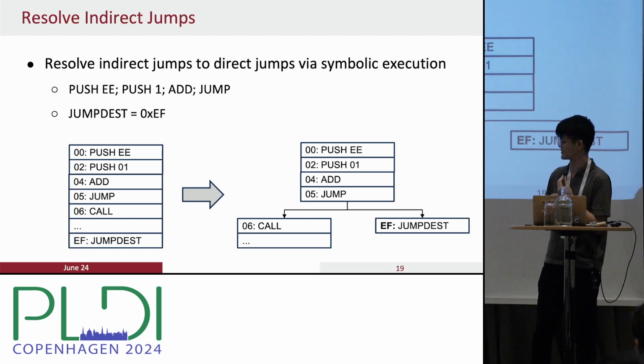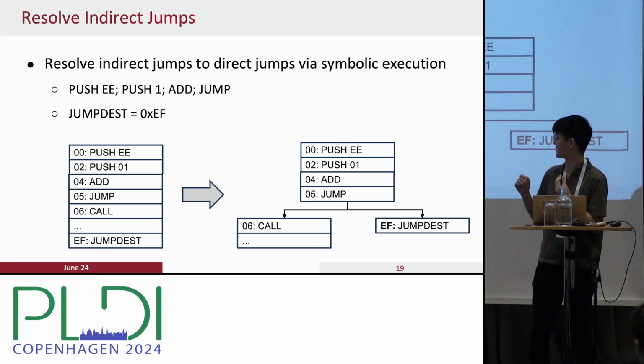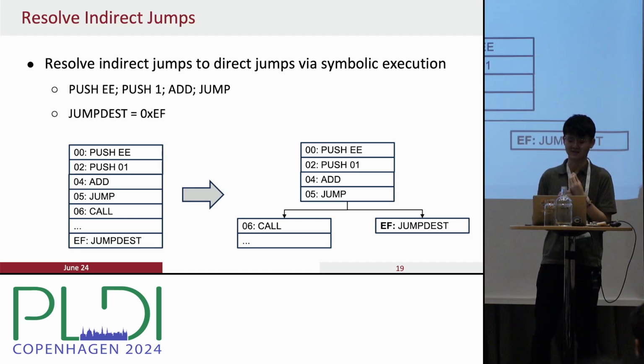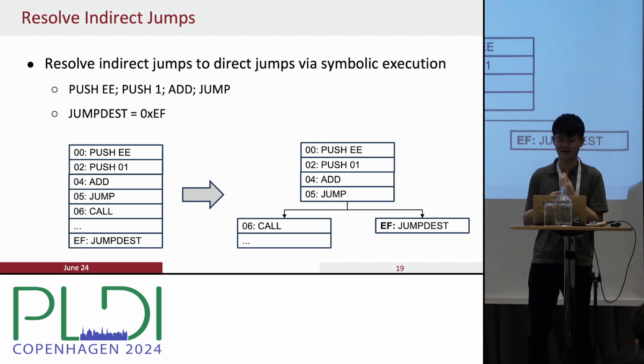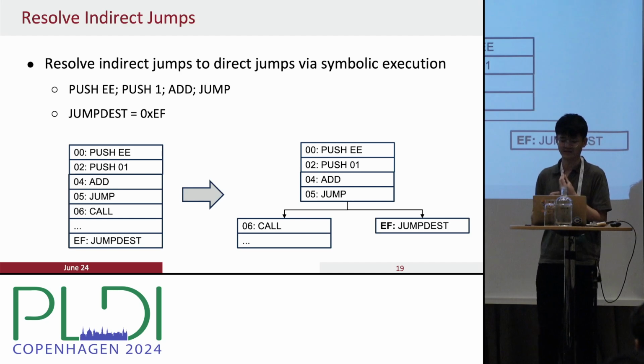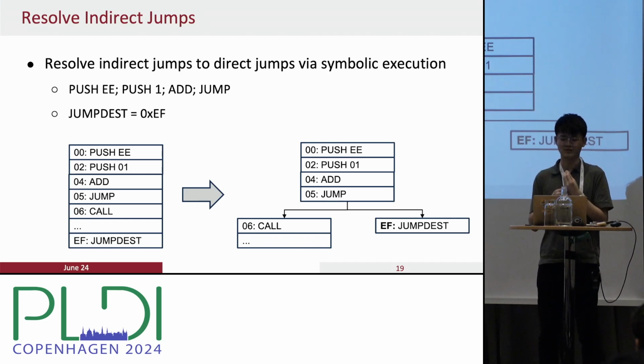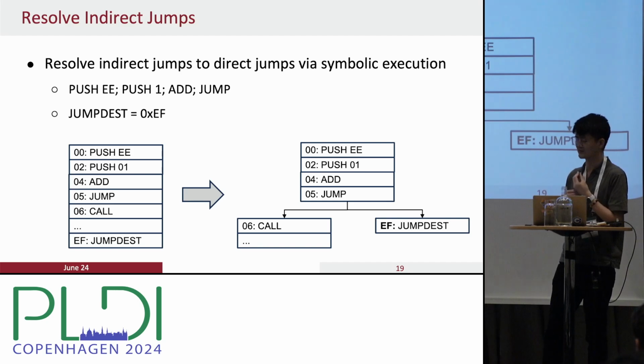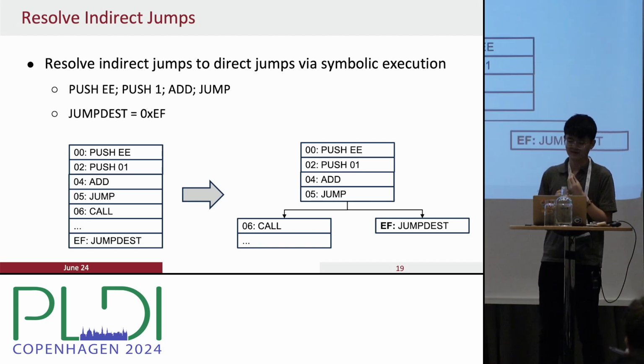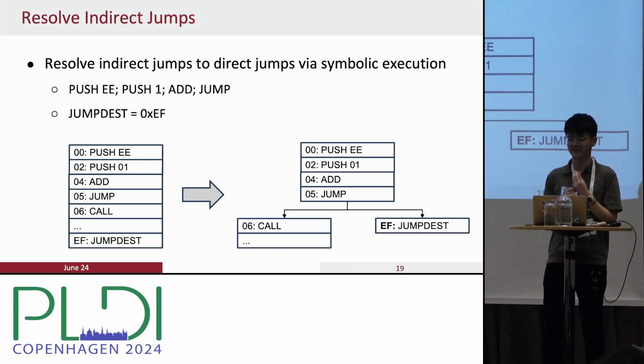Here's just a simple case. On your left, there is a bytecode, and we can apply symbolic execution to it and calculate the destination of the jump at 05. You can see the destination of the jump must be EF because it is EE plus E1.